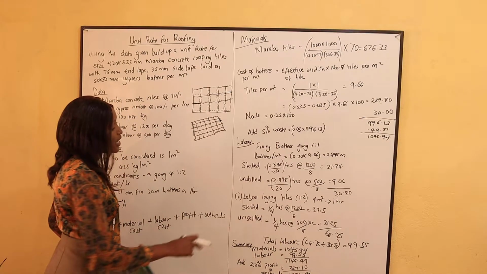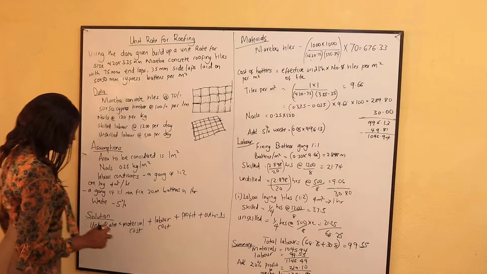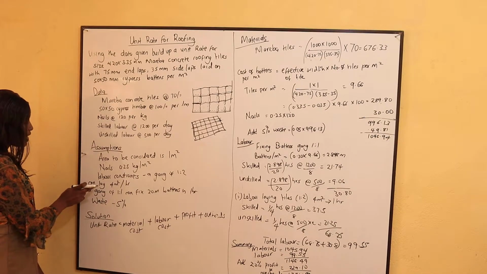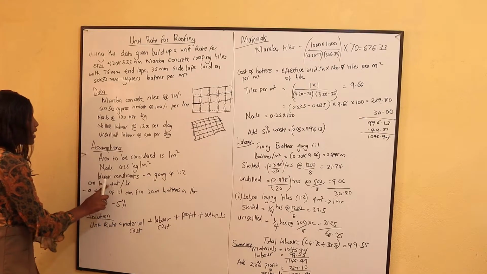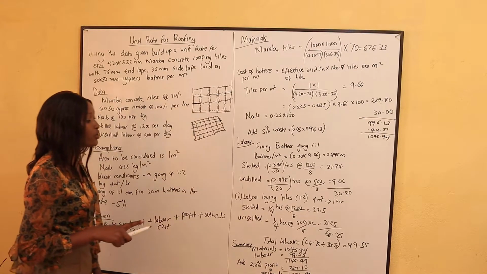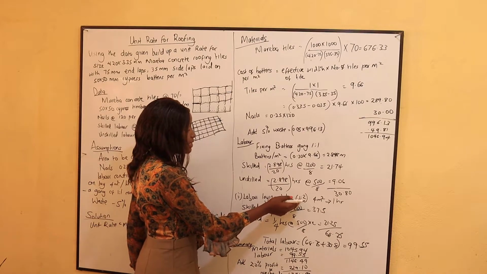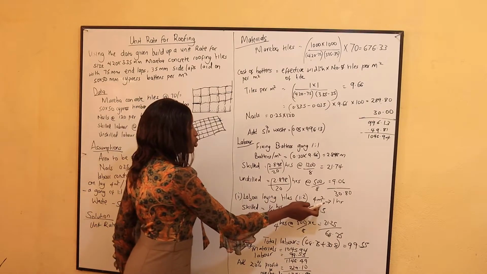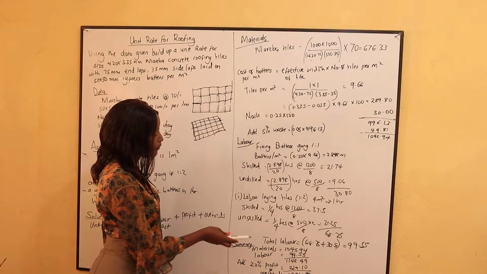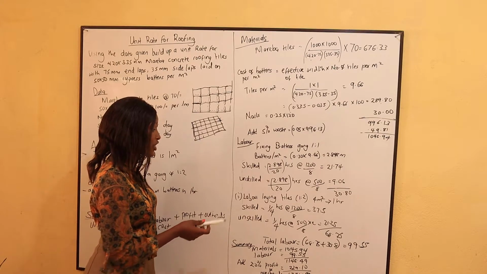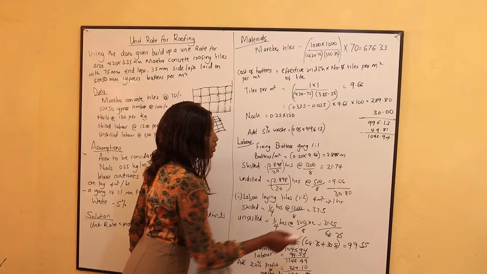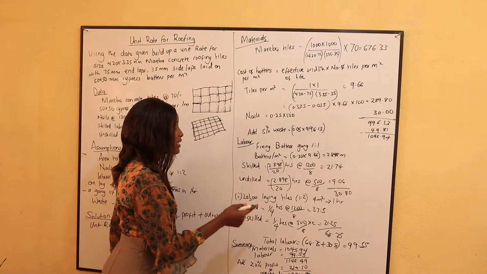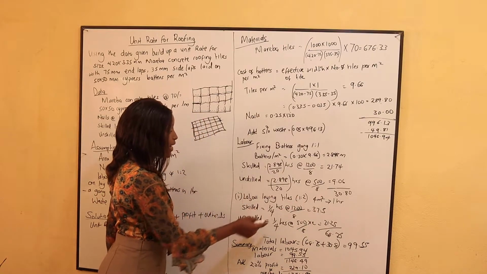Now we shall go to labor for laying the tiles. We have said in our assumptions that a gang of 1:2 can lay 4 meters squared in 1 hour. So 1 skilled, 2 unskilled. 4 meters squared, 1 hour. So in 1 hour they can do 4 meters squared. What about 1 meter squared? 1 meter squared they will use a quarter an hour.